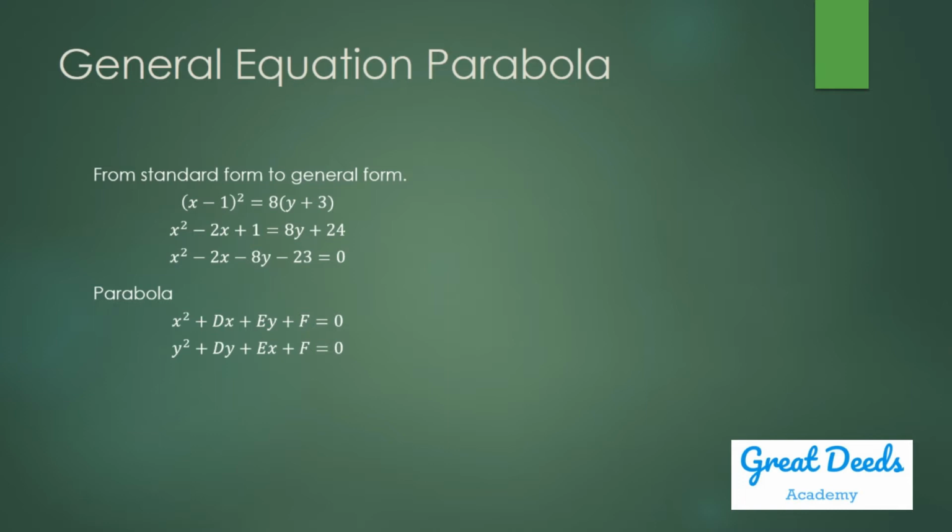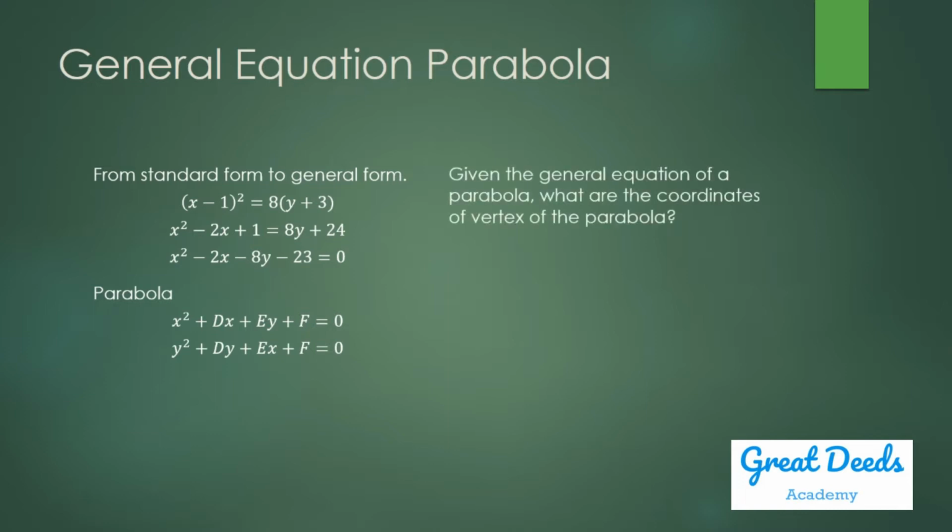Okay, so you have one term that is going to be squared. It's either x or y. Given the general equation of a parabola, what are the coordinates of the vertex of that parabola? Now, if your equation is given in standard form, it's easy to see the vertex. In this example, it's 1, negative 3. But when your equation is in general form, you must write it in standard form so that you can see the coordinates of the vertex of the parabola.